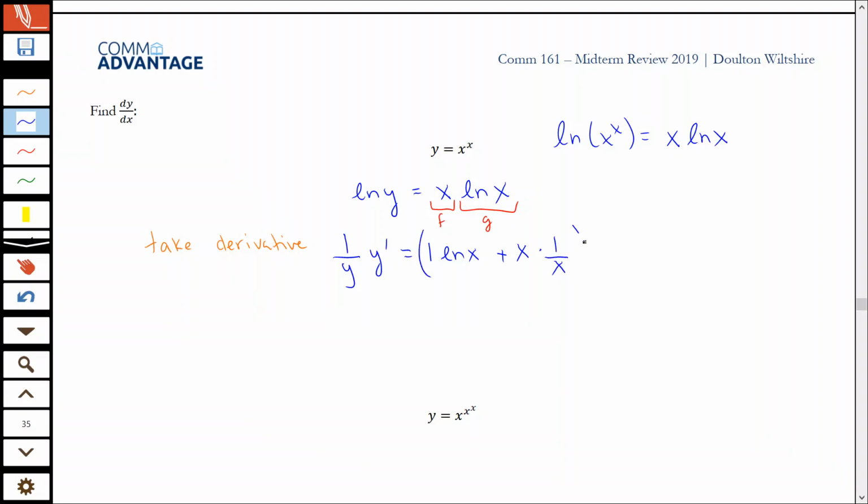Just like before, we're going to want to multiply both sides by y. So I end up with y prime is equal to 1 times ln x, which is just ln x, plus x over x, which is just 1. And we want to replace y with the fact that we know it's x to the x.